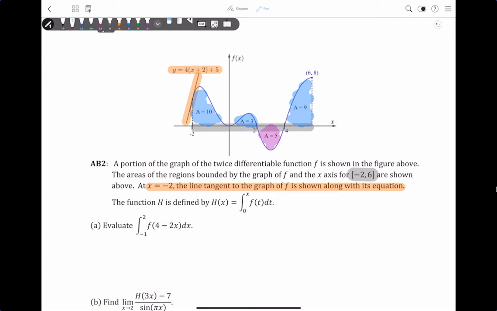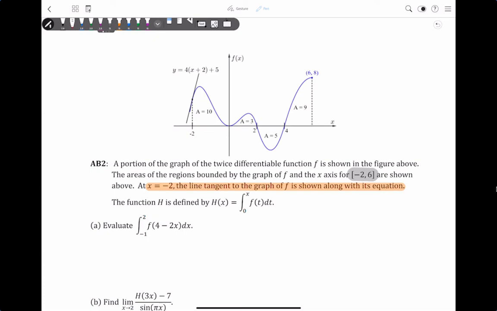So the last part says at x equals -2, the line tangent to the graph of f is shown along with its equation. And you see I already have it highlighted. And the function h is defined by the following function that you see there. Okay, so let me go ahead and take all of this off. And now we're going to go straight to part A.